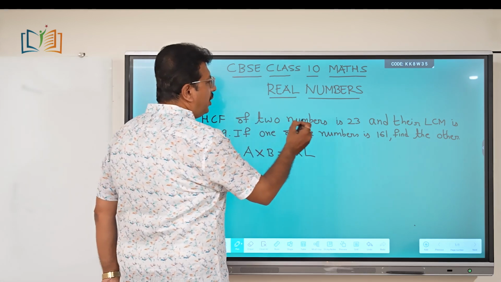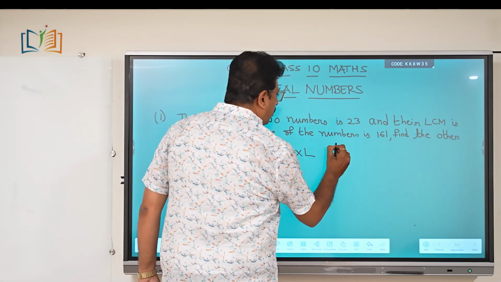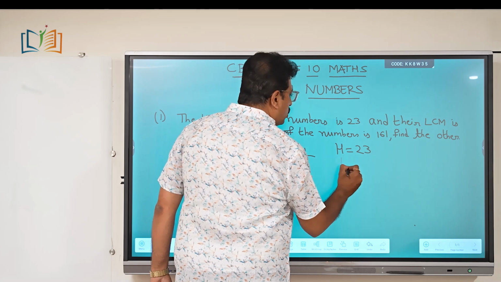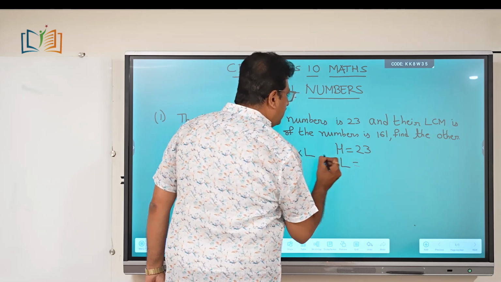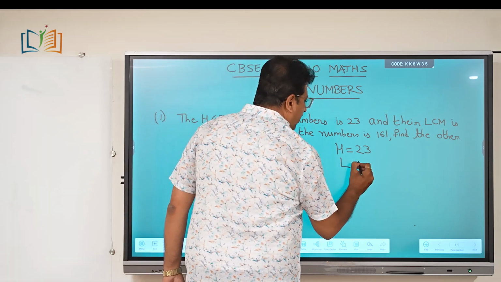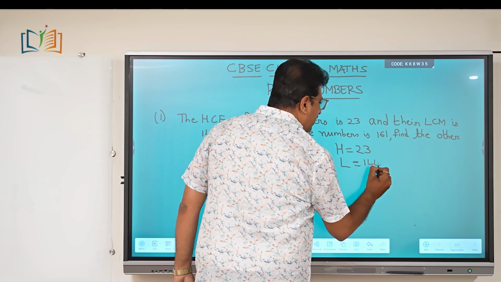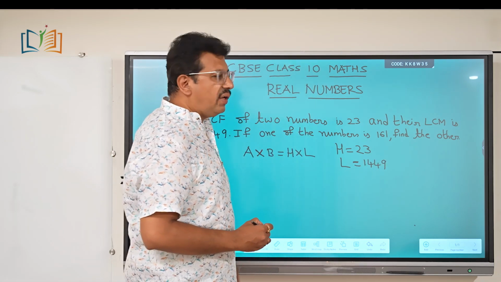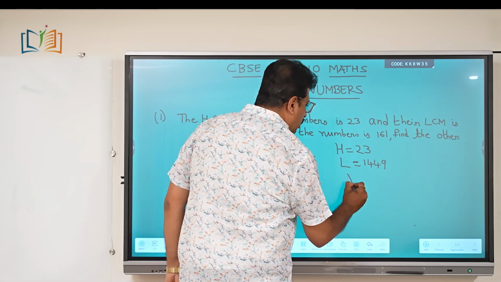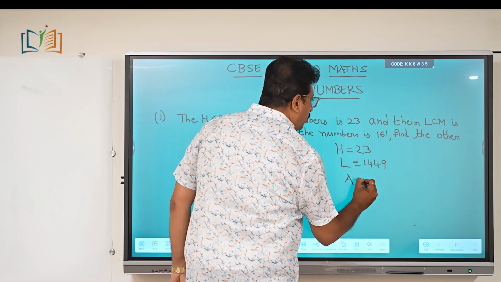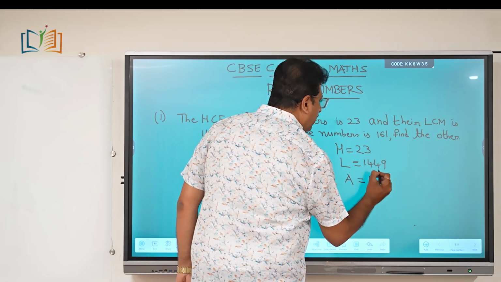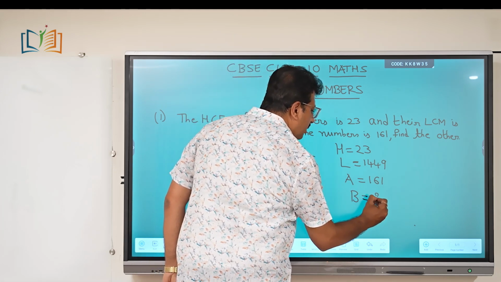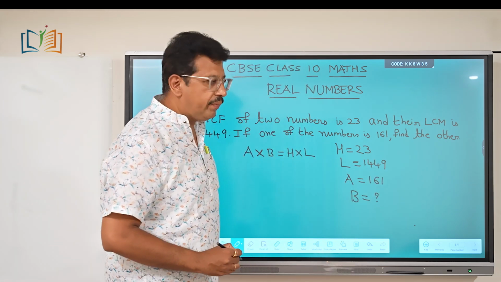So HCF of two numbers is 23. So HCF is already given for you. It is 23. And the LCM is also given for you. The LCM is 1449. It's given in the question itself. And if one of the numbers is 161, so one of the numbers is 161 means here A equal to 161. And find the other. Find the other means we need to take the next number B.